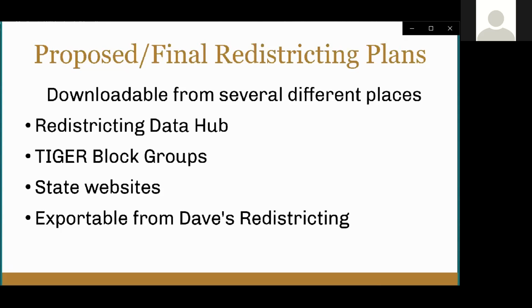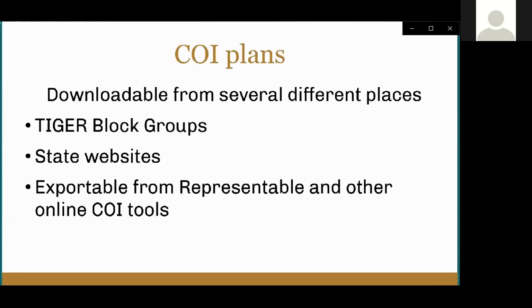So there's lots of different ways to find redistricting plans for QGIS. It's not quite as simple as going into one of the programs and selecting the plan that you want, but it's very easy to do once you get the hang of it. Community of interest plans might be a little bit more difficult to find. For the exercise today, I'm using data that I was sent by the Redistricting Data Hub.